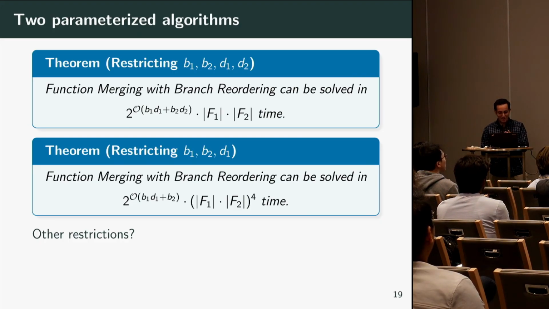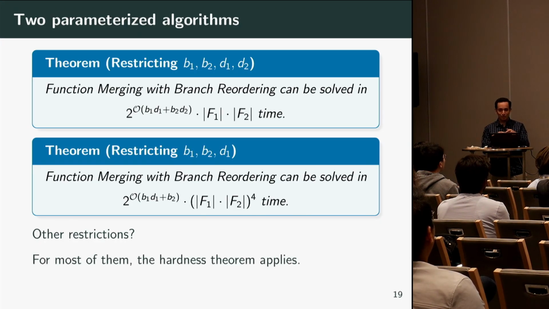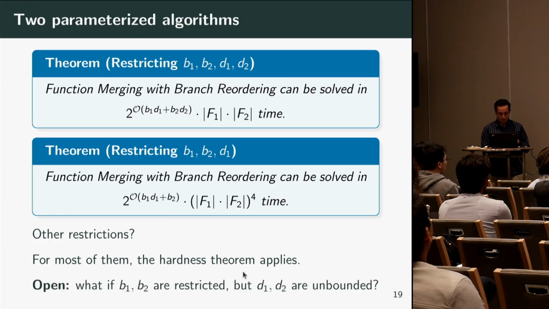So what about other restrictions? Well, for our NP hardness result, we show it for a very simple case. So this already tells us that a lot of the other restrictions are already hard. But there is one open restriction where b1 and b2 are restricted, but the depth of the 2 functions is unbounded.